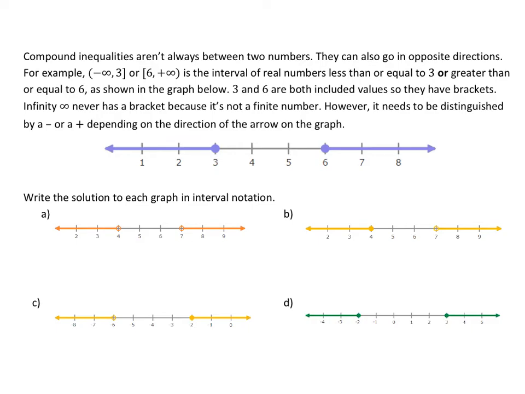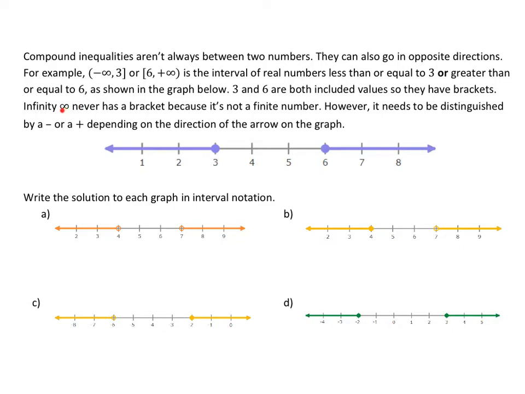Compound inequalities aren't always between two numbers. They can also go in opposite directions. For example, this right here is the interval of real numbers less than or equal to 3 or greater than or equal to 6 as shown in the graph below. 3 and 6 are both included values, so they have brackets.